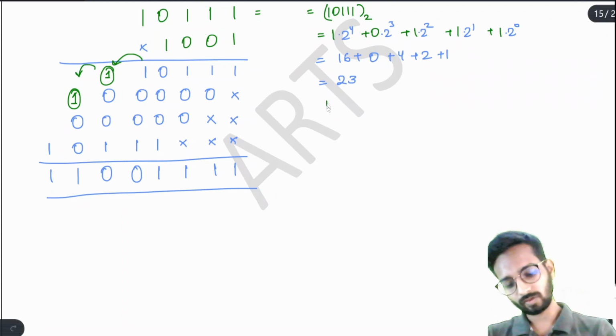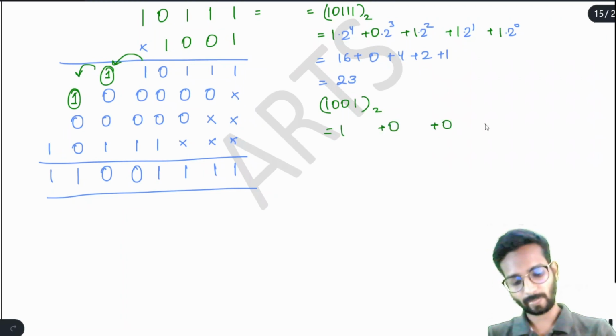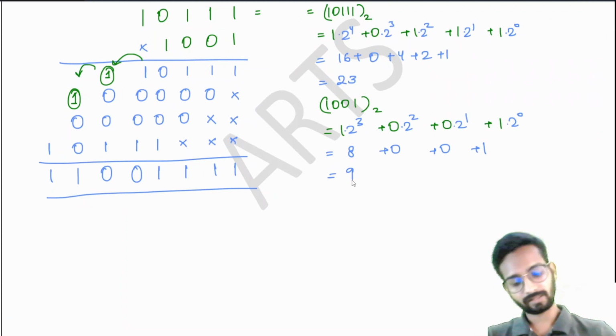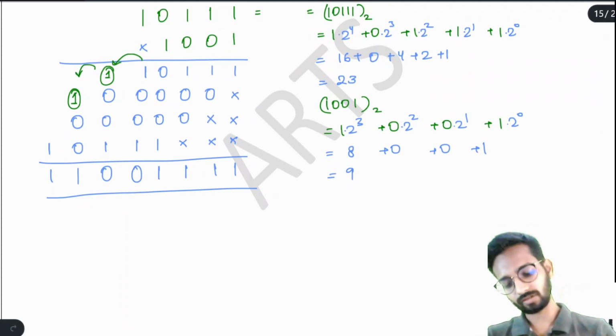1001. Converting it, 1 plus 0 plus 0 plus 1 into 2 power 0, 2 power 1, 2 power 2, 2 power 3, it will become 8 plus 0 plus 0 plus 1, which will be 9. Very simple. Then how will we check, how will we know whether our answer is correct or not?